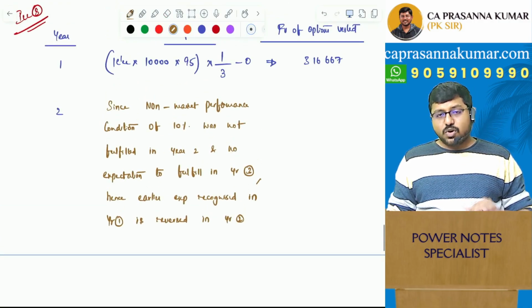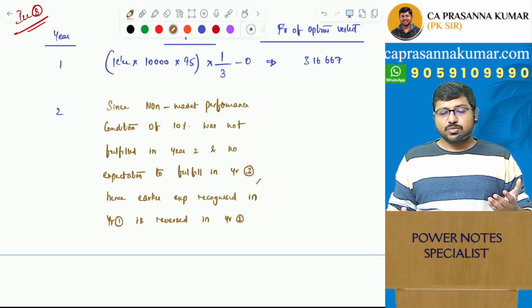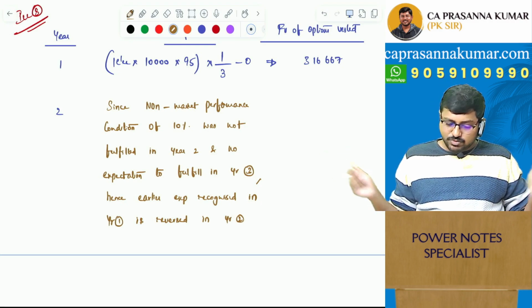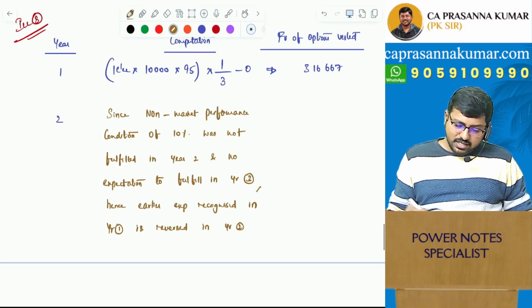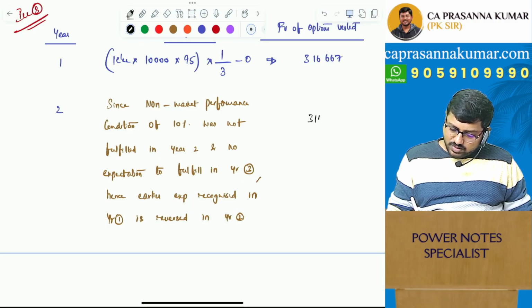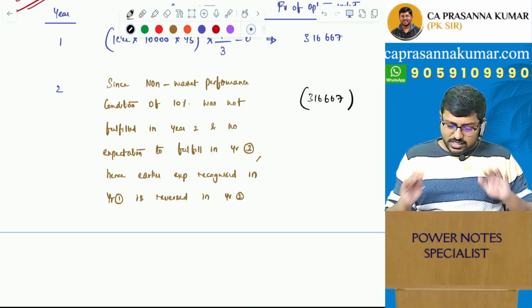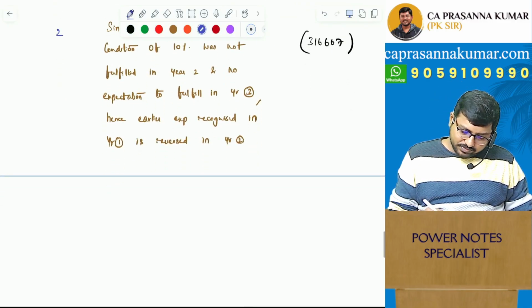So the condition is not fulfilled in year 2, and also you're not expecting that you will fulfill the condition in year 3, which means there is no question of options getting vested, which means what you have to do, reverse whatever you have done in year 1. Chalo, in that case, what you will do? This so-called 3,16,667 will be reversed. Reversed means you will make it 0 eventually. Therefore, you will reduce that much. Now it is 0.